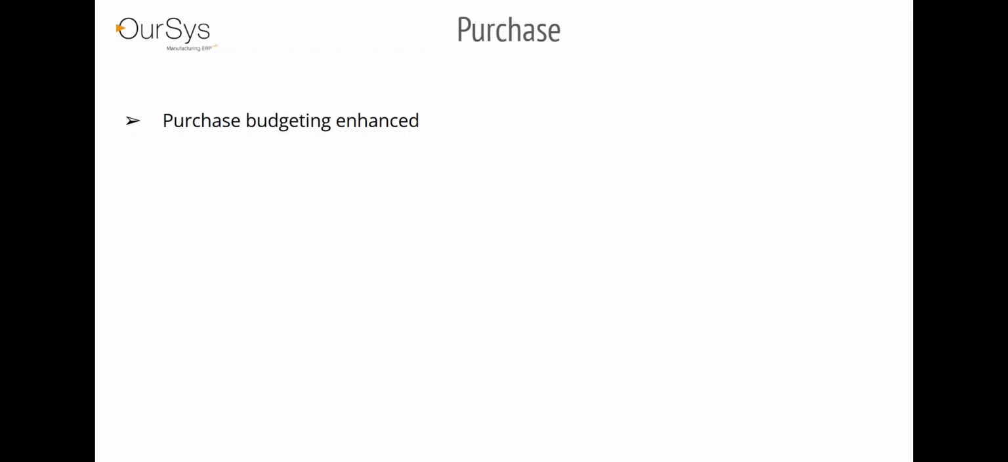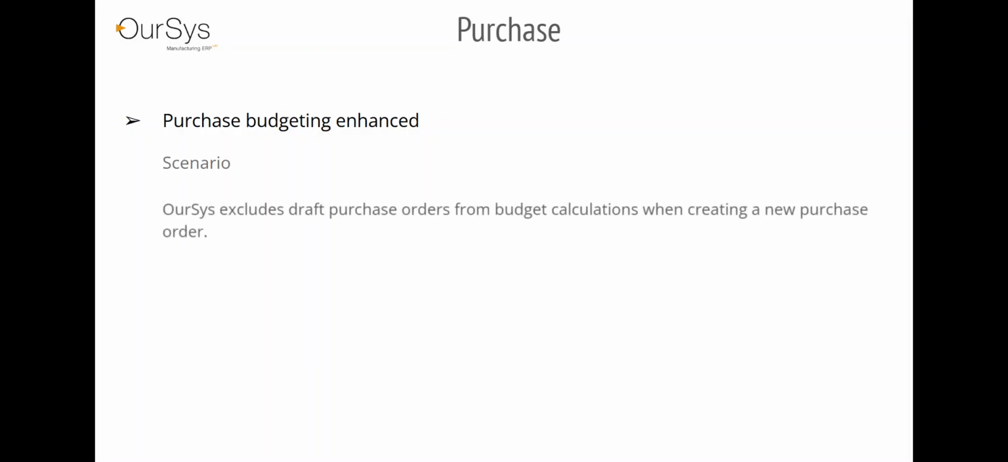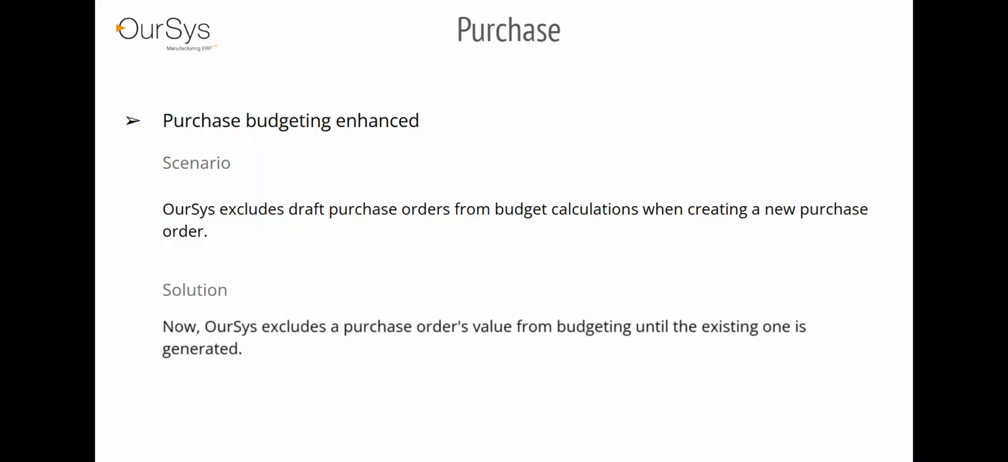Purchase budgeting enhanced. So OurSys has a purchase budgeting feature that ensures that purchase orders that are still being drafted are not included in your budget calculation when creating a new purchase order. So now OurSys ignores the value of the purchase order in the budget when creating a new purchase order unless the existing one has already been finalized.